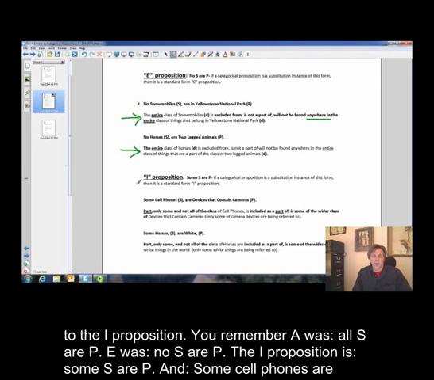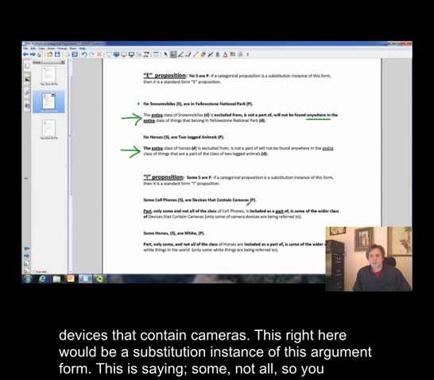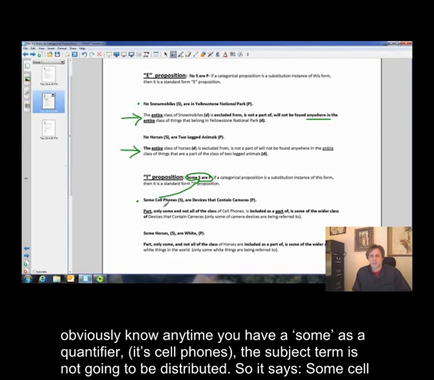Okay, let's go to the I proposition. You remember A was all S are P. E was no S are P. The I proposition is some S are P. And some cell phones are devices that contain cameras. This right here would be a substitution instance of this argument form, okay? So this is saying some, not all, so you obviously know anytime you have some as a quantifier, the subject term, cell phones, is not going to be distributed.